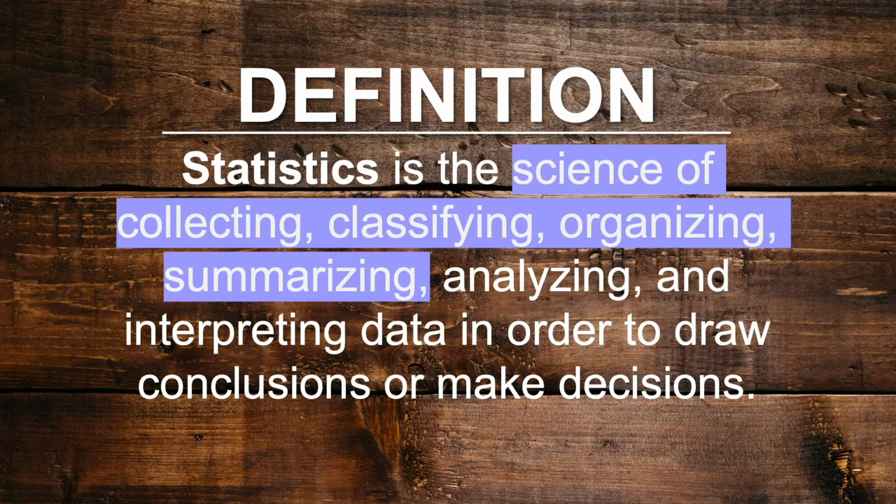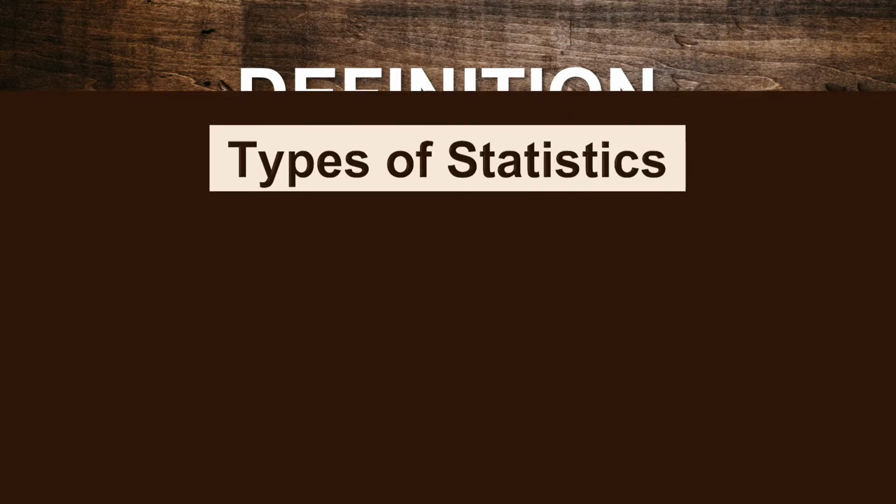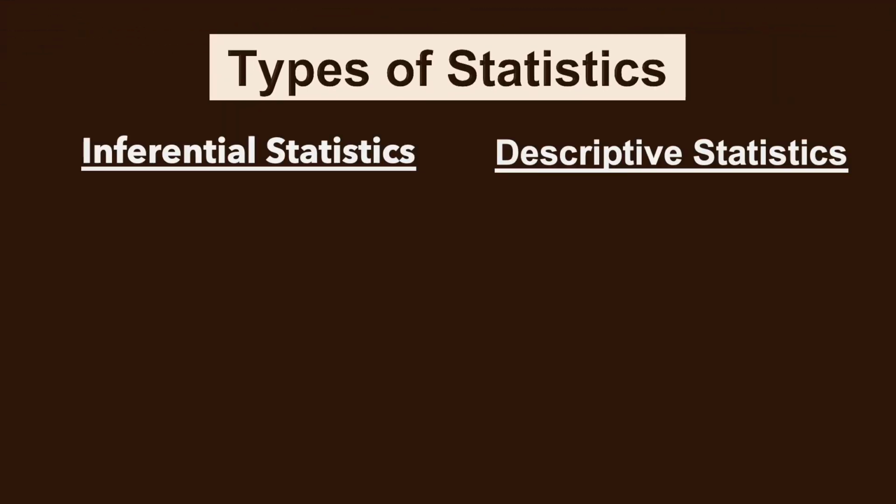The second part of the definition of statistics is the most crucial part, which is analyzing, interpreting data. Yes, you know how to compute and use the different formulas in statistics. However, the crucial part here is how do you interpret now these computations for you to make conclusions or make your decisions. There are two types of statistics, inferential and descriptive.